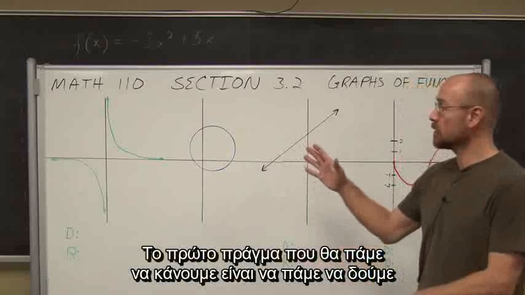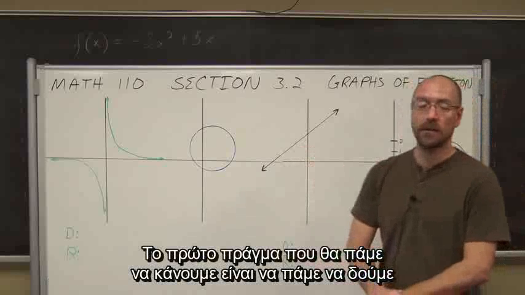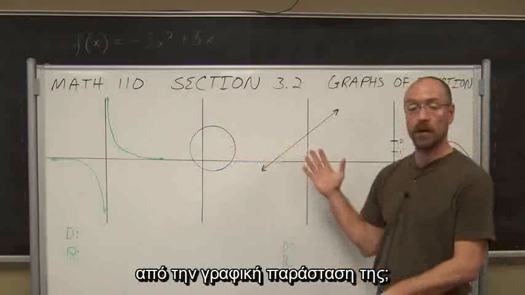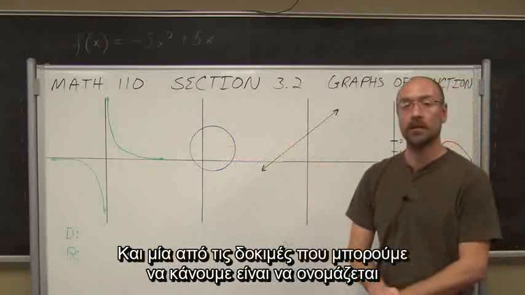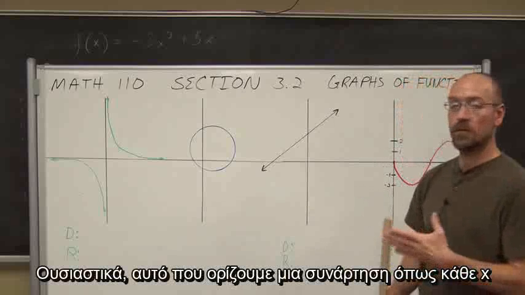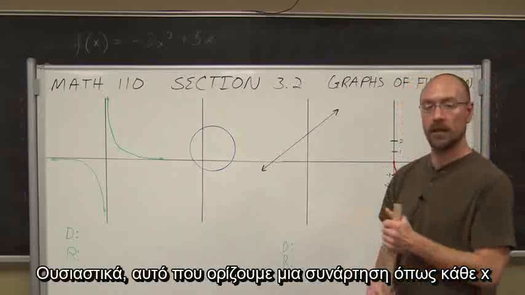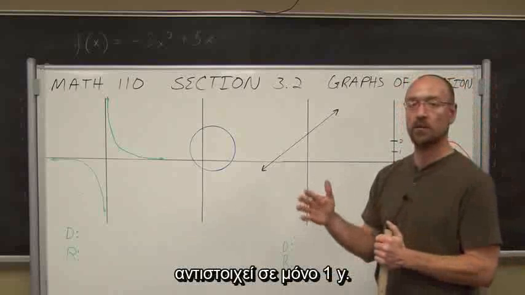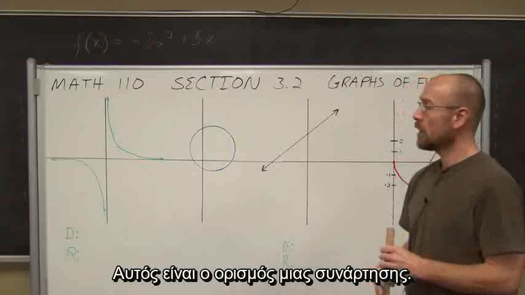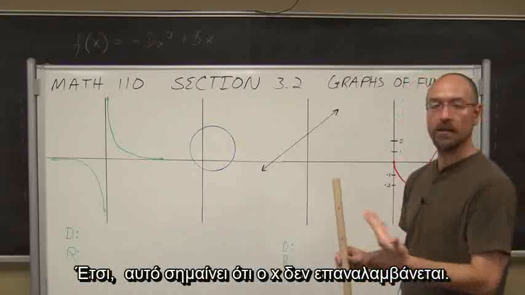The first thing we're going to do is look at how we determine if something is a function just from its graph. One of the tests that we can do is called the vertical line test. Essentially, we define a function as each x corresponding to only one y. That is the definition of a function. So what that means is x doesn't repeat.